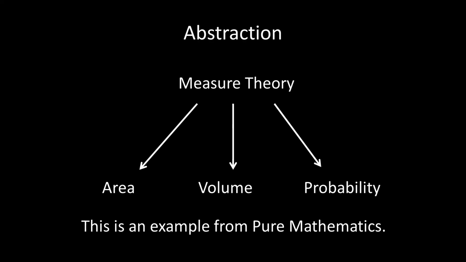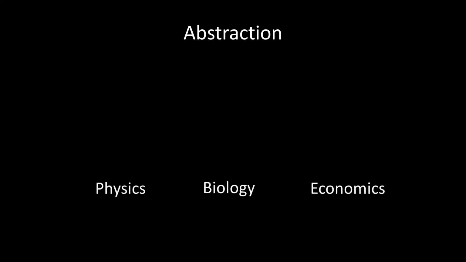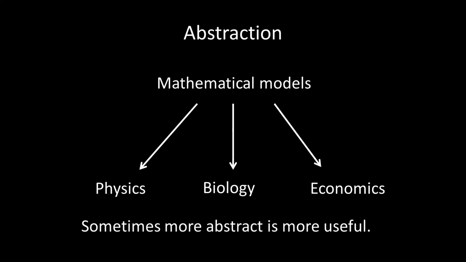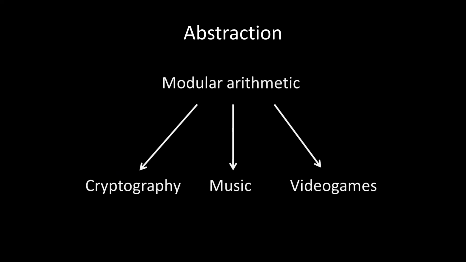What makes mathematics so powerful in practice is that you can apply abstract mathematical models to different sciences. So sometimes more abstract is more useful. I say sometimes because maybe abstract art is not necessarily useful, but in mathematics, many times models found in physics were then applied to economics, for example. And modular arithmetic has a variety of applications: cryptography, music, video games. Can you think of an example of a video game that uses modular arithmetic?